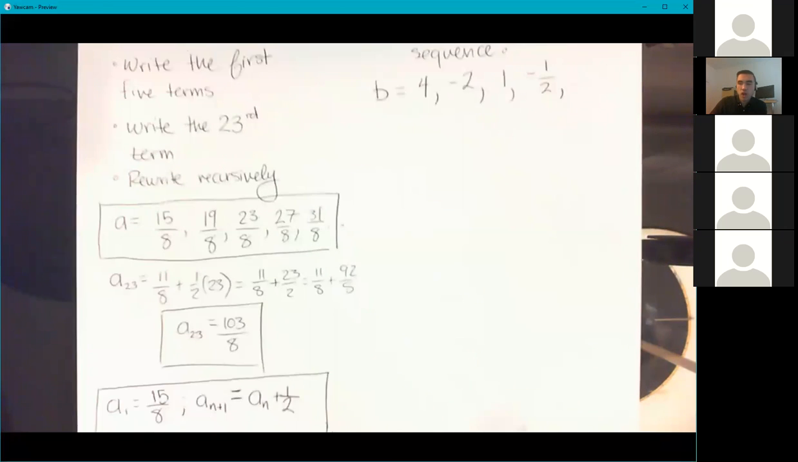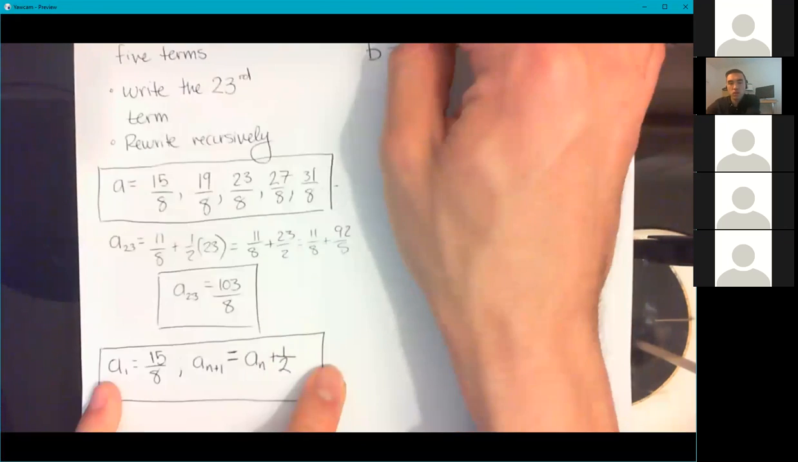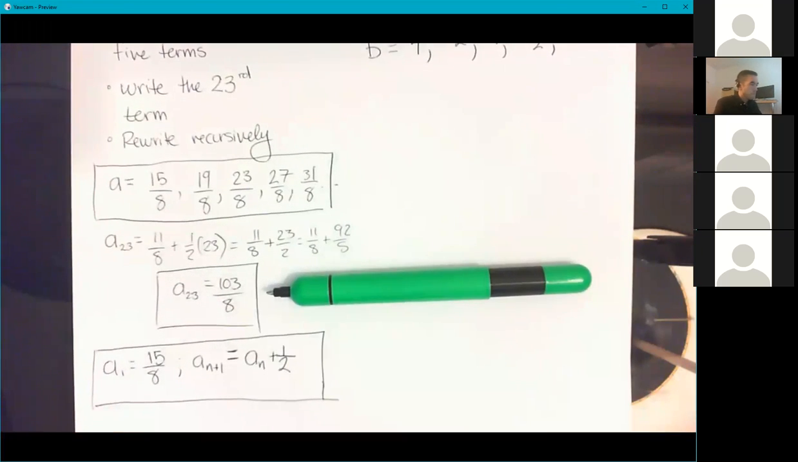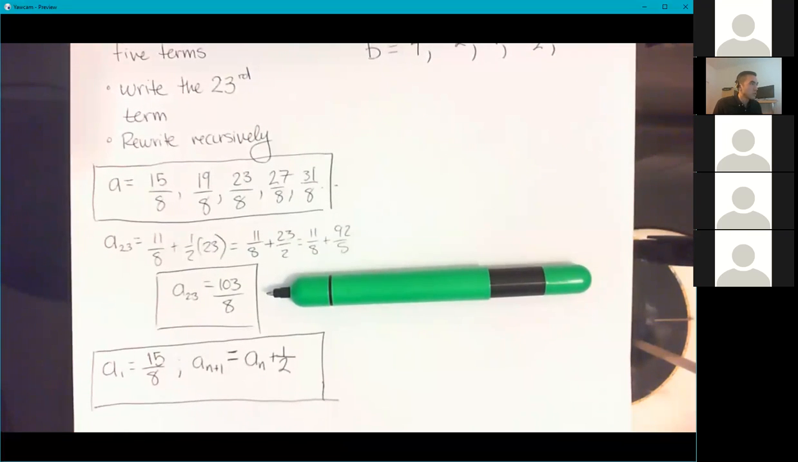But what is the benefit of writing it explicitly as opposed to writing it recursively? Yeah, you can just plug in the number. So the value in writing it explicitly is that if you needed to know one of the terms that is way far along in the sequence, you could just plug it in. If you wanted the 23rd term here, you would have to start at the first one and then add this amount 23 times. It would be a lot harder to figure out what the 10 millionth entry in the sequence is if you needed that information for some reason.